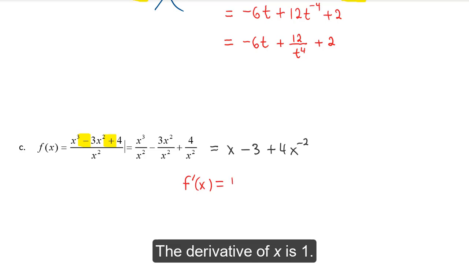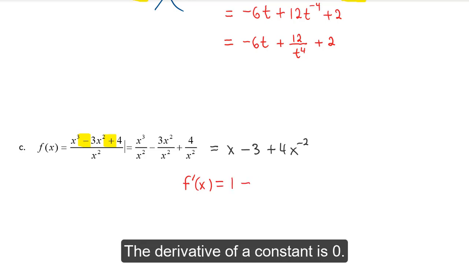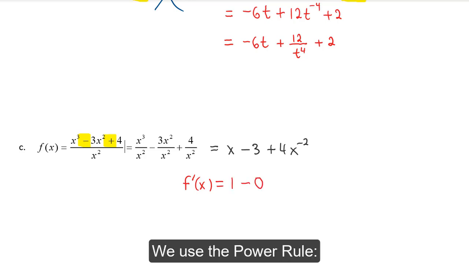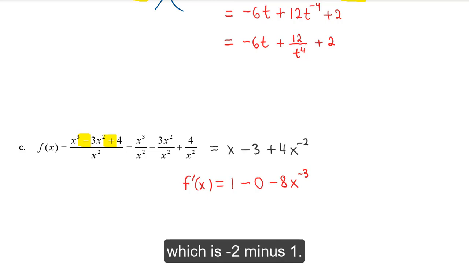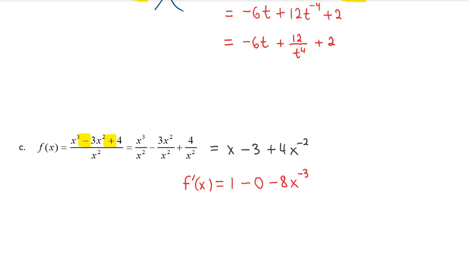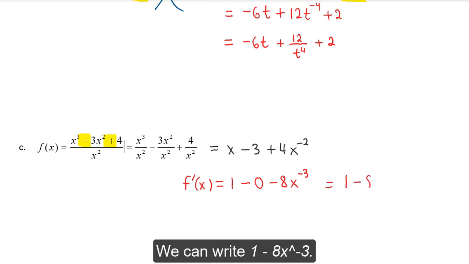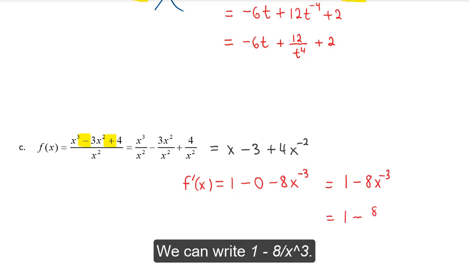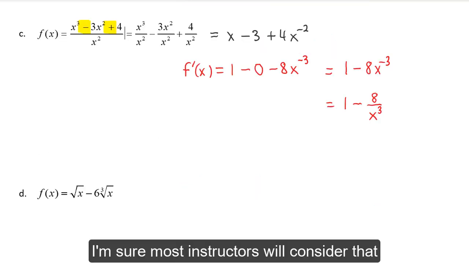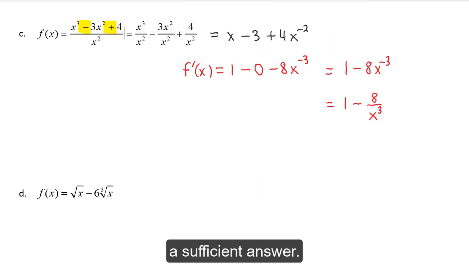The derivative of x is 1. The derivative of a constant is 0. We use the power rule. 4 times negative 2 is negative 8, x raised to the negative 3, which is negative 2 minus 1. We can write 1 minus 8x to the negative 3. We can write 1 minus 8 divided by x to the third. I'm sure most instructors would consider that a sufficient answer.